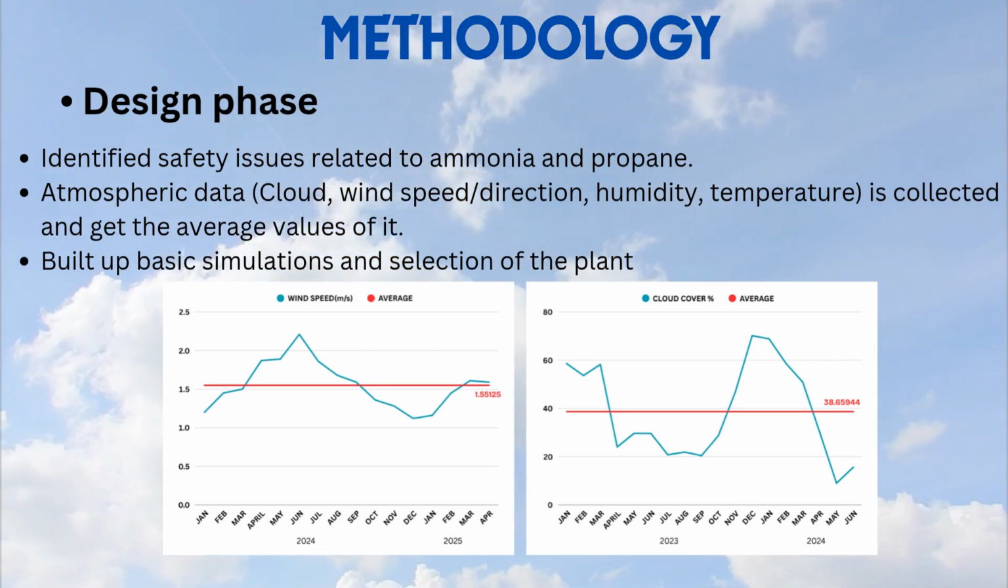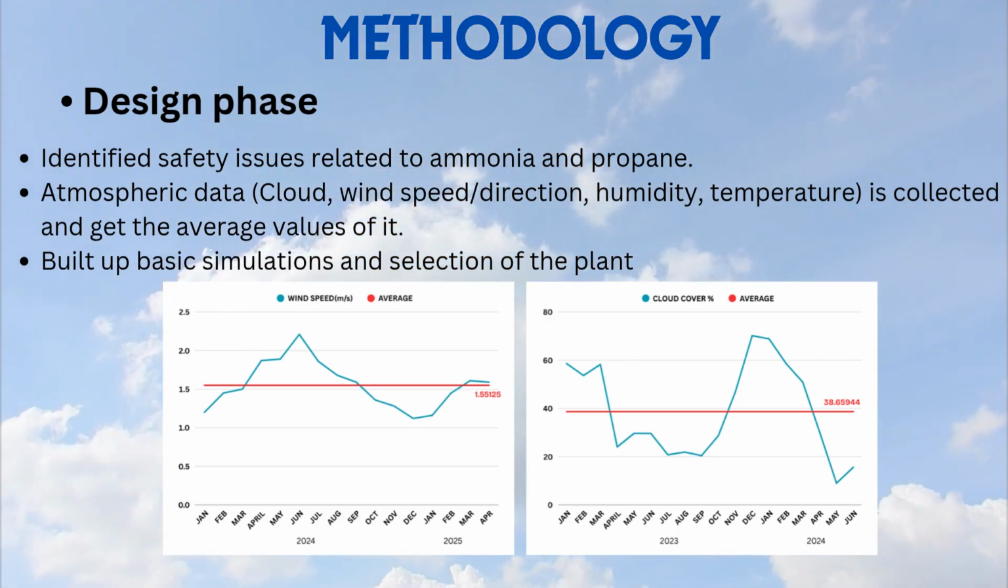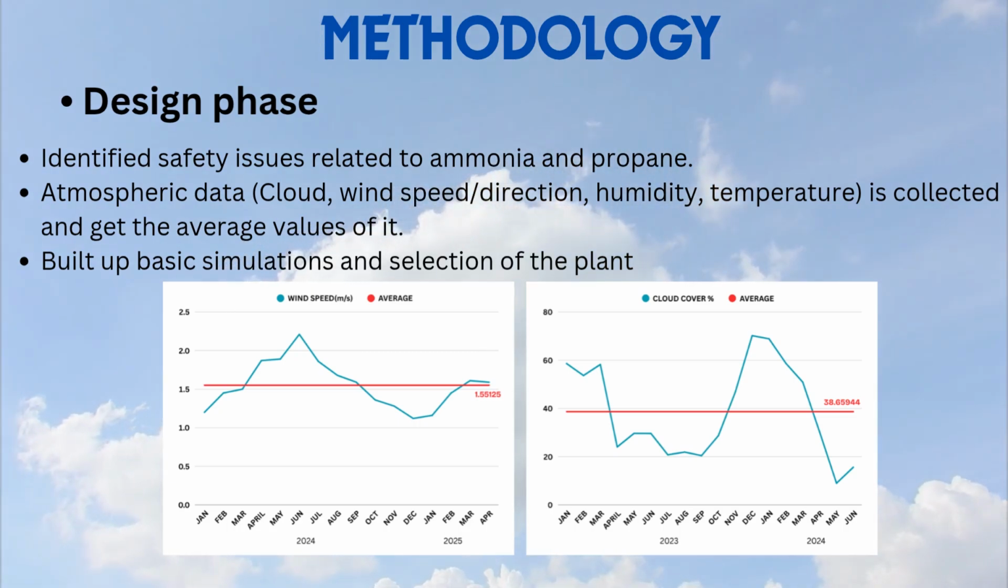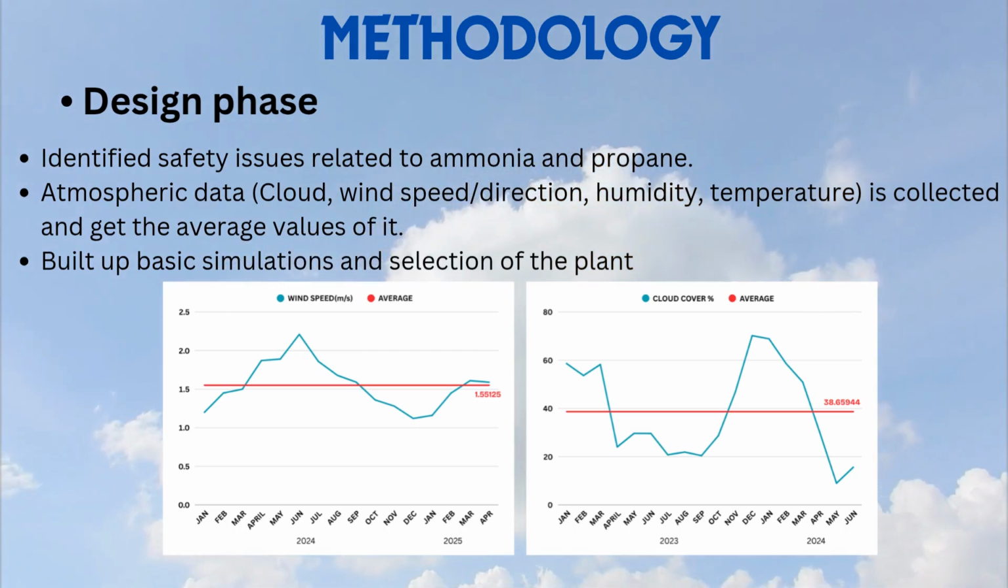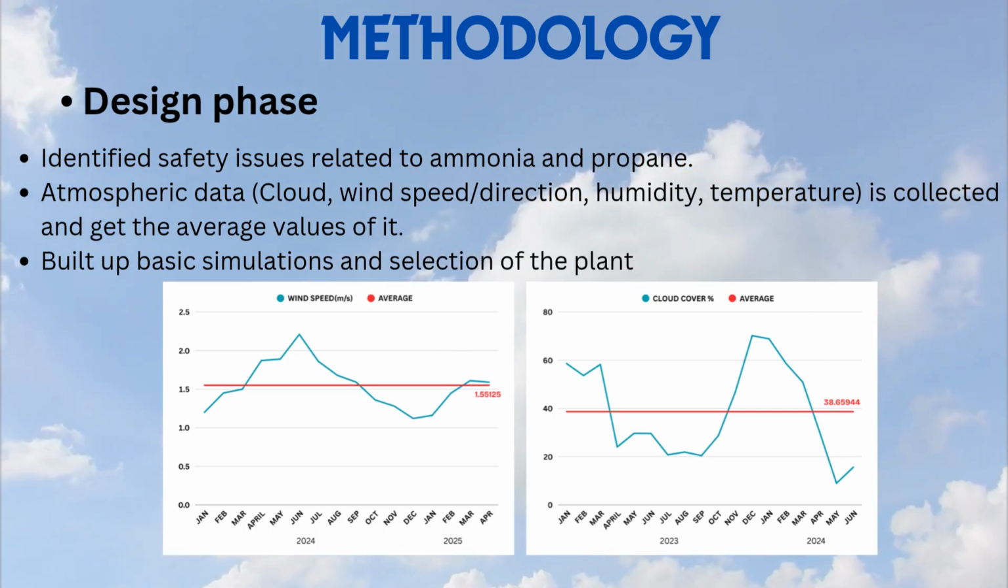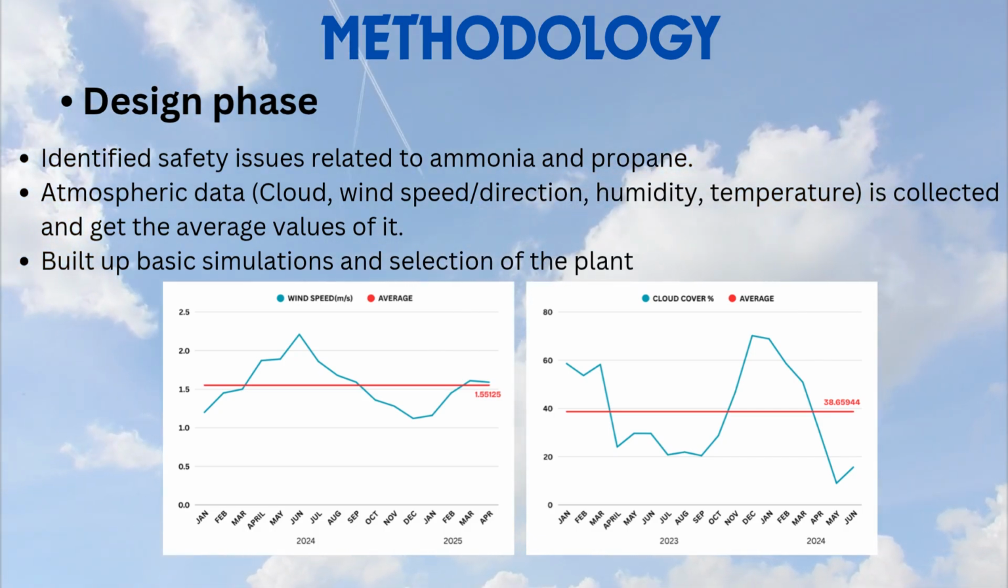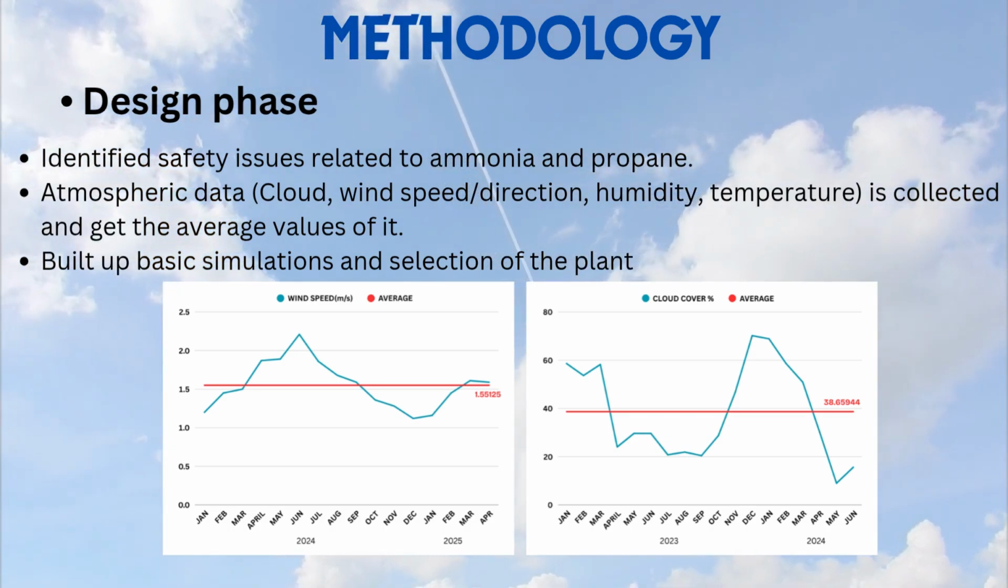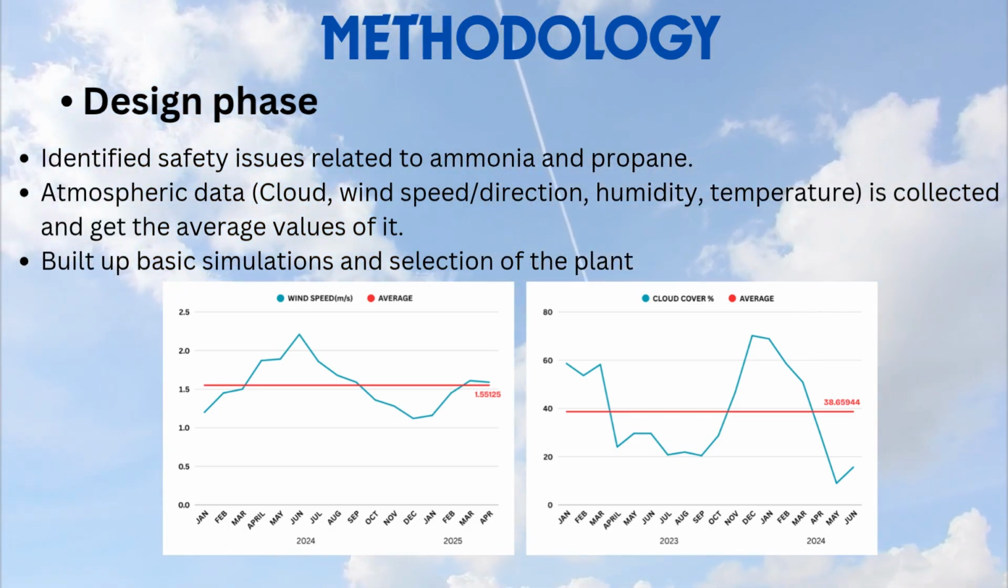Atmospheric data, such as cloud, wind speed, direction, humidity, and temperature, is collected and average values are obtained. You can see the graphs used to obtain average values in the background, and finally basic simulations are built up and the selection of the plant is done.